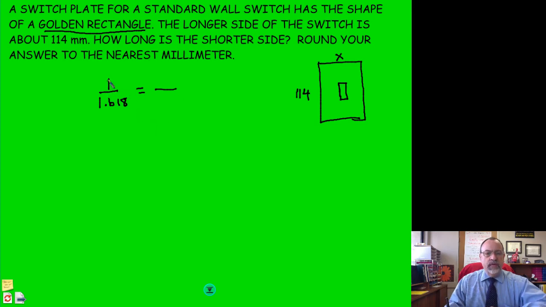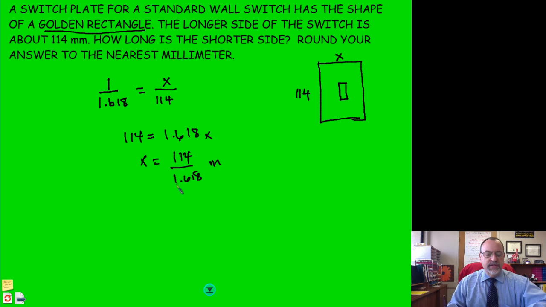So this 1 represents the shorter side in all golden rectangles. So in this switch plate, the shorter side is x, and the longer side is 114. As long as I line those sides up with the golden ratio, I simply have a proportion where I can use the product of the extremes is equal to the product of the means. And then I simply solve this. So this is going to be 114 divided by 1.618 millimeters for the length of the switch.